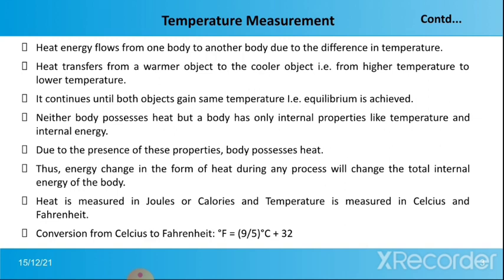Neither body possesses heat, but a body has only internal properties like temperature and internal energy. Due to the presence of these properties, the body possesses heat. Thus, energy change in the form of heat during any process will change the total internal energy of the body. Heat is measured in joules or calories, and temperature is measured in Celsius and Fahrenheit. Conversion from Celsius to Fahrenheit is given as Fahrenheit equals 9 by 5 times degree centigrade plus 32. So you have to convert the Celsius to Fahrenheit using this formula.